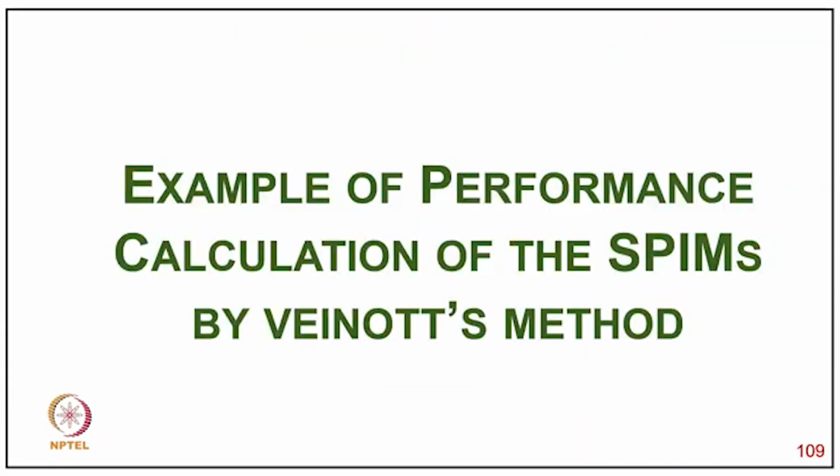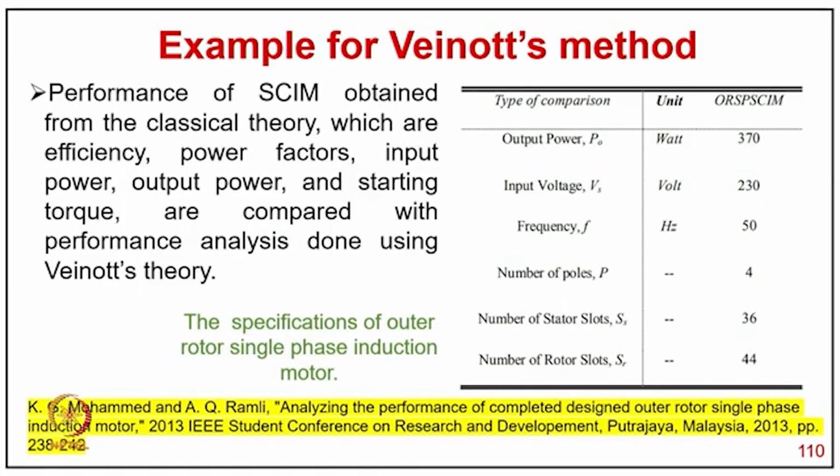in terms of the equivalent circuit. Now, coming to an example of performance calculation of a single phase motor by the V-nut method. The performance of the single phase induction motor obtained from the classical theory, which are efficiency, power factor, input power, output power, and starting torque, is compared with the values obtained by V-nut theory. The specification of the single phase motor is given here: power of 370 watt, typically output power of half HP, voltage of 230 volt, 50 Hz, and 4 pole motor with stator slots 36 and rotor slots 44.